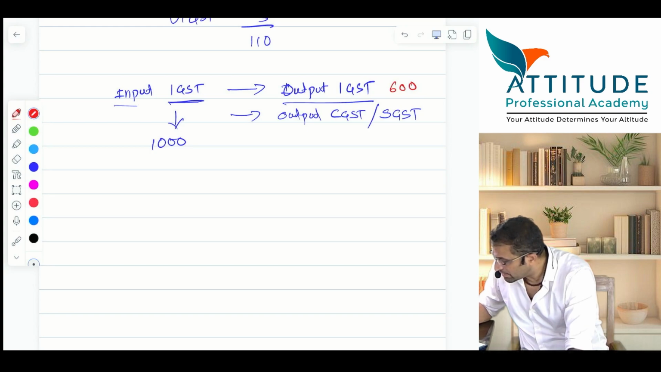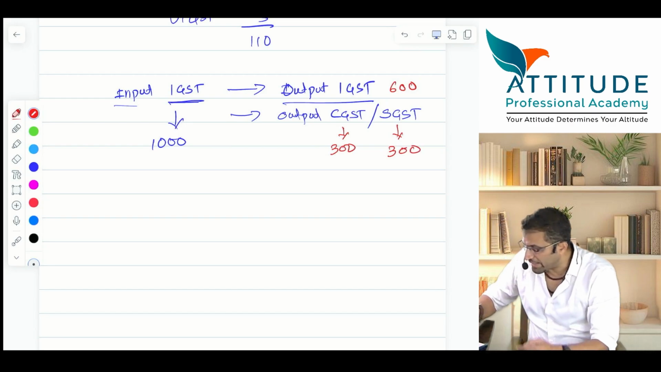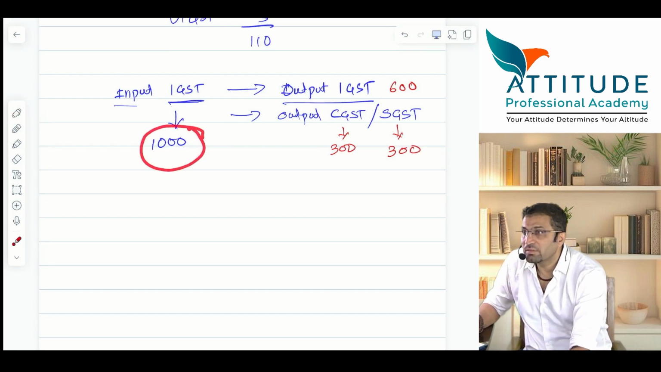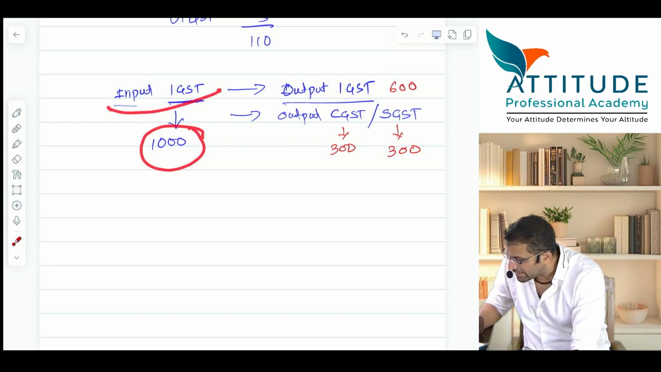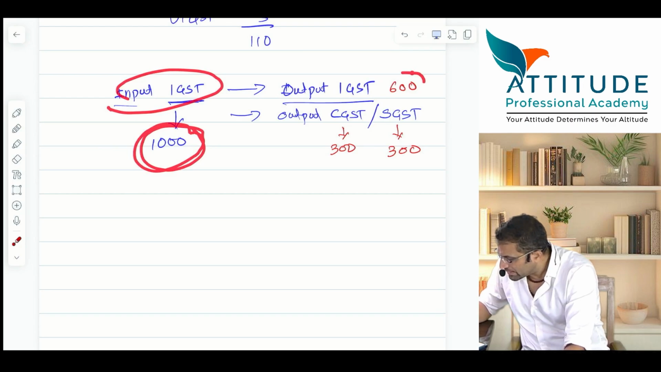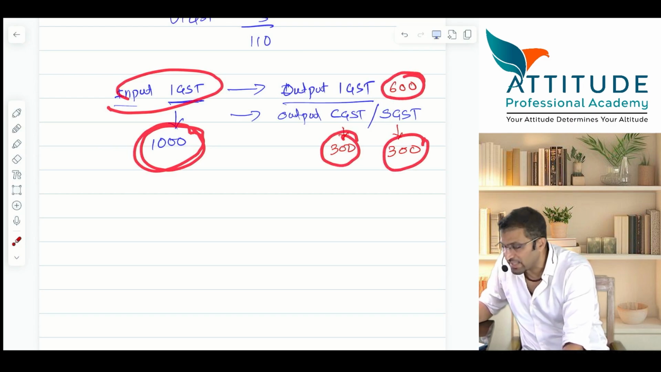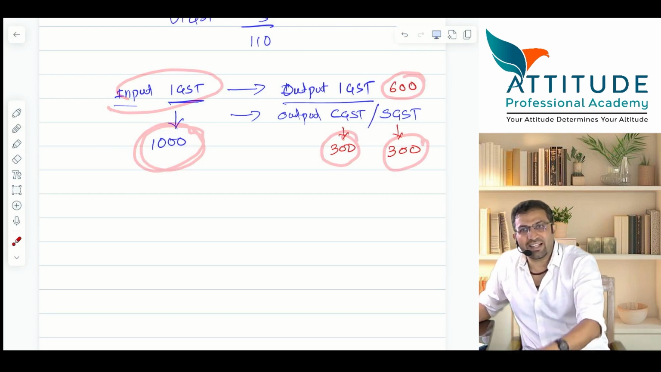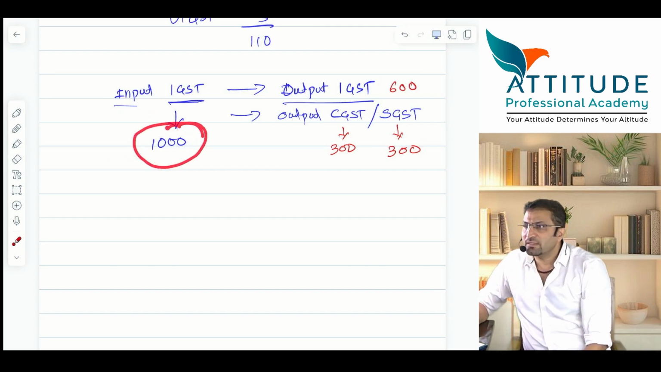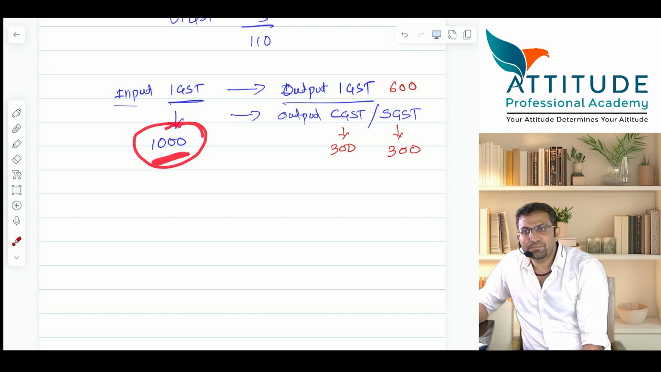How much? And this is 300 and this is 300. Now tell me, this 1000 is receivable, no? Answer please. Input IGST means receivable from the government. How much you have to pay to the government? 600 plus 300 plus 300. How much? 1200 you have to pay. Payable is 1200, receivable is 1000. Now this has to be adjusted, no?